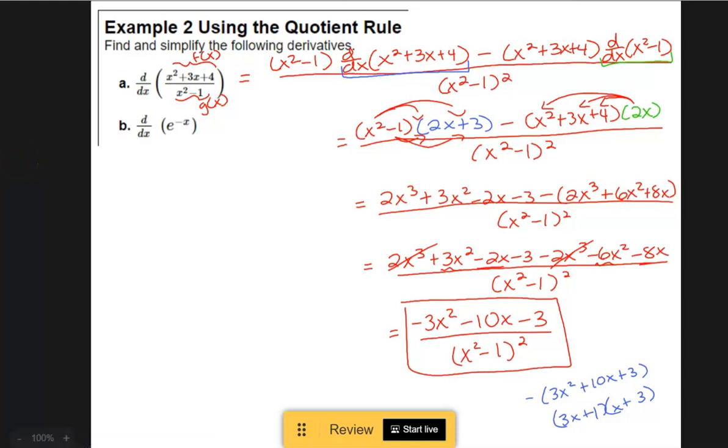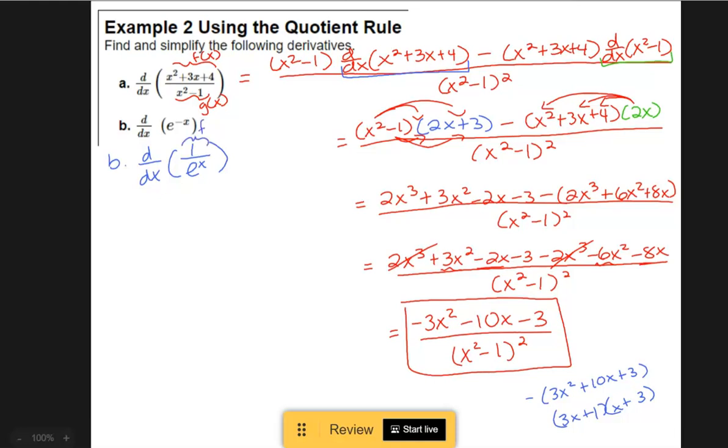Okay. All right, let's look at B. So e to the negative x is 1 over e to the x. All right, so this is pretty easy because the top is just 1. But we'll still do our quotient rule.